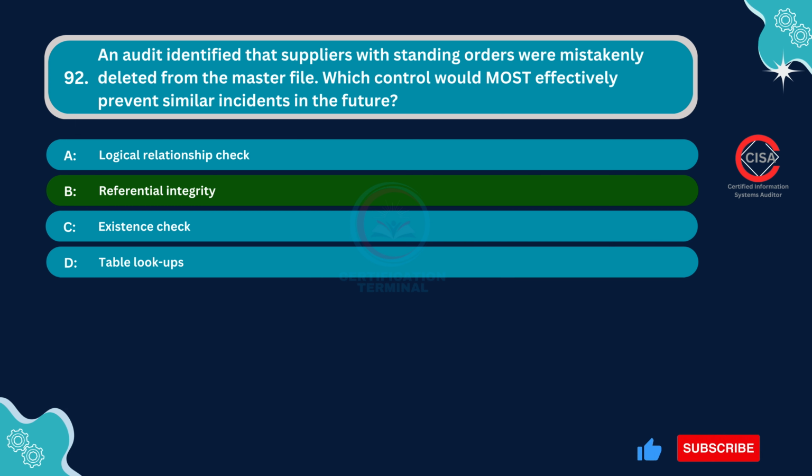Referential integrity ensures that relationships between tables are maintained, typically through the use of foreign key constraints. When a record in one table references a record in another table, referential integrity ensures that the referenced record exists and remains consistent. By enforcing referential integrity, accidental deletions of reference data would be prevented, thereby mitigating the risk of similar incidents occurring in the future. With referential integrity in place, deleting a supplier with existing standing orders would be restricted. The system would recognize the violation of the defined relationship and prevent the deletion from occurring.